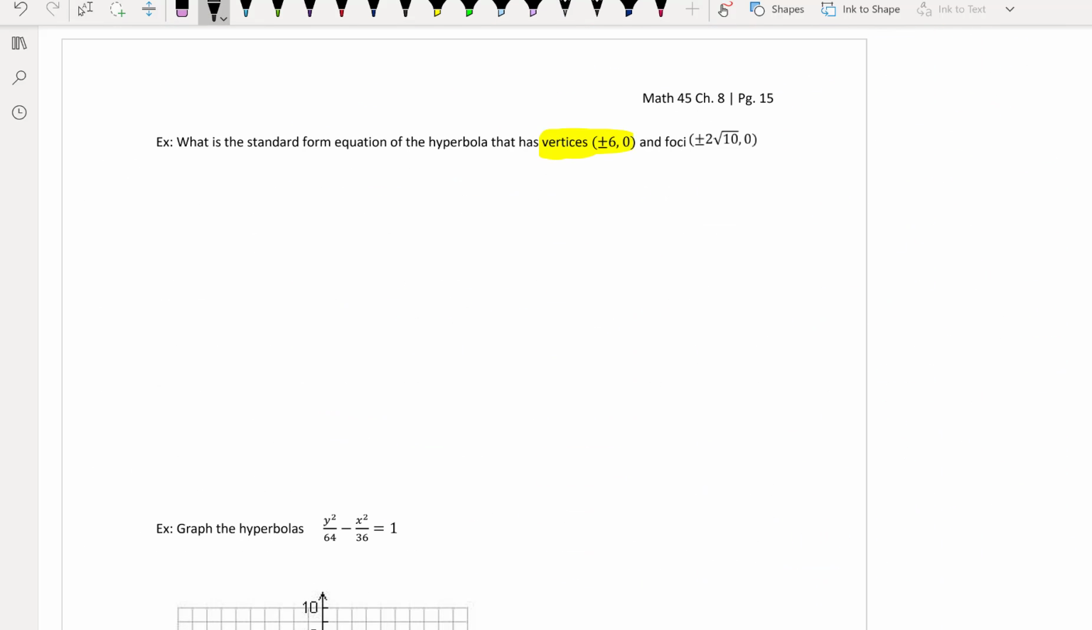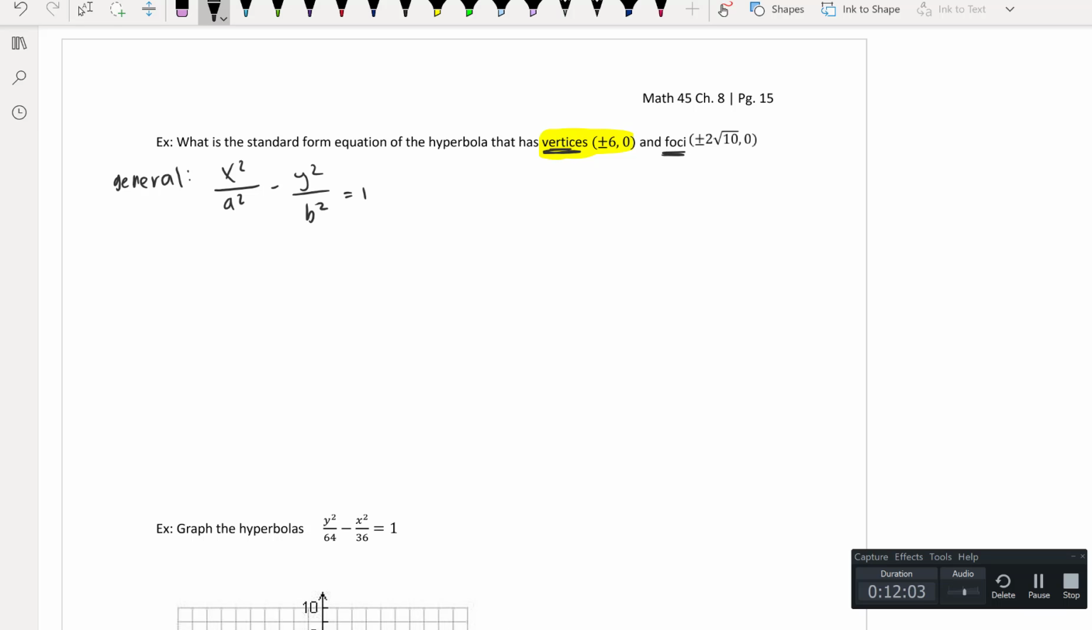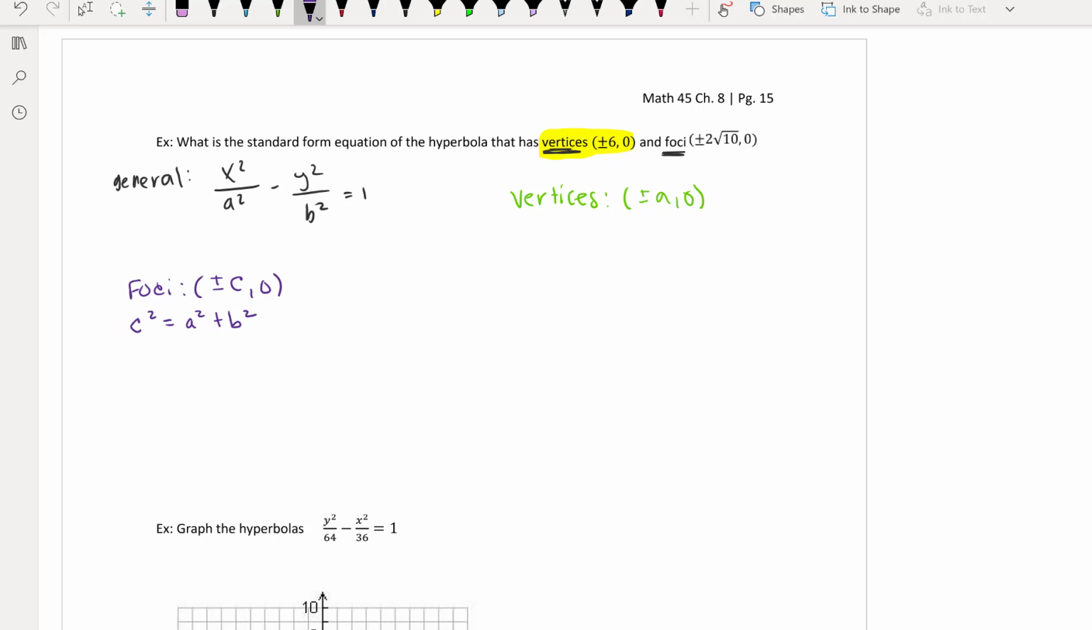So I know that my general equation is going to have x squared over a squared minus y squared over b squared equal to 1. And now I'm going to write all of my information regarding the vertices and the foci to help myself out. So I wrote down the general terms for the vertices and the foci just from that previous page that I showed you before. So now I can actually plug in my values.